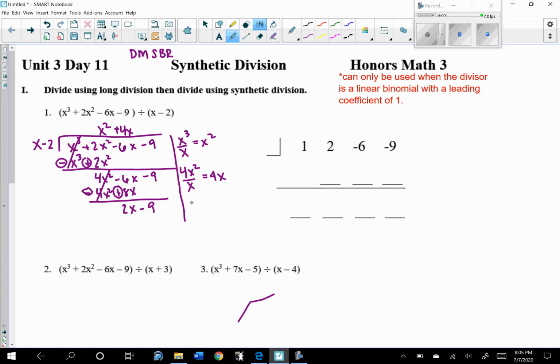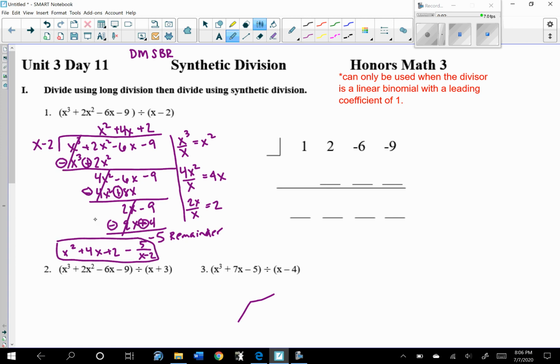start all over again. 2x divided by x is equal to 2, so plus 2. 2 times x is 2x. 2 times negative 2 is minus 4. Subtract, so change those signs. This cancels out. Negative 9 plus 4 gives me negative 5, so that's the remainder. And so then my solution is x squared plus 4x plus 2 minus 5 over x minus 2. So that is long division of the polynomial.